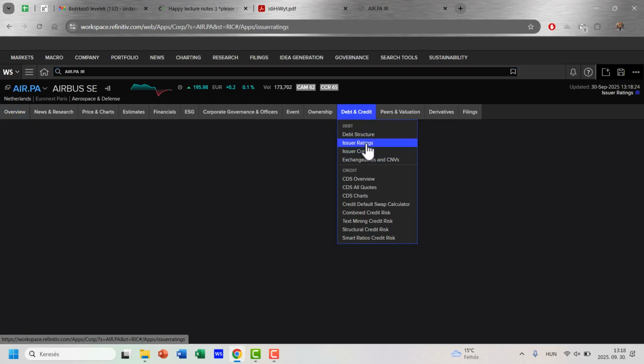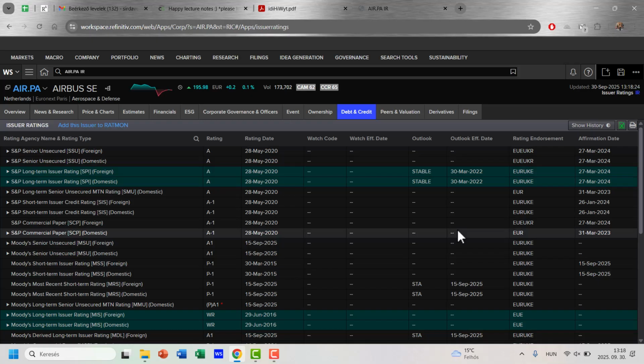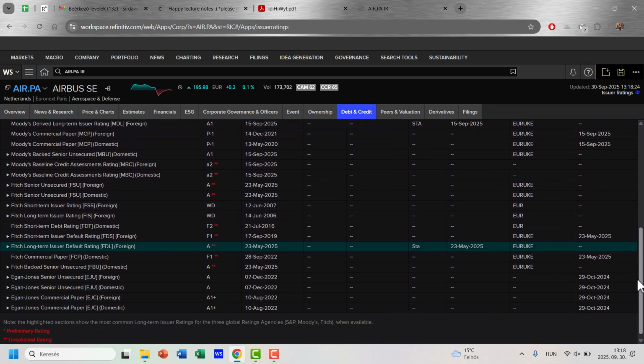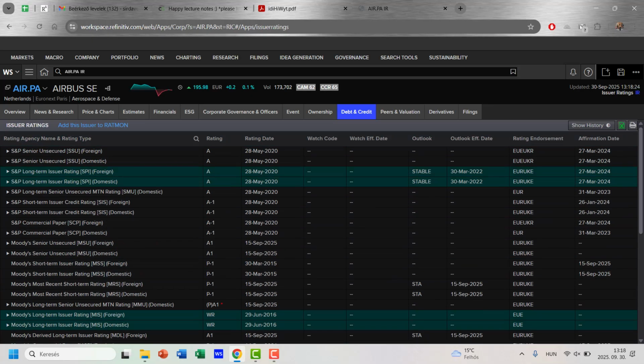Yeah, so as you can see, ratings are provided for each of their bonds and securities. So some of them will be provided by Standard & Poor's, so one rating agency. Some of them are provided by another rating agency like Moody's. Also, they have different ratings. Structure for rating for short-term and long-term debt.